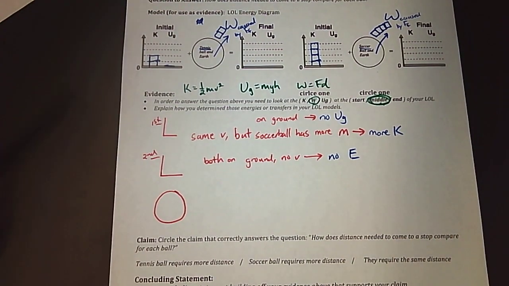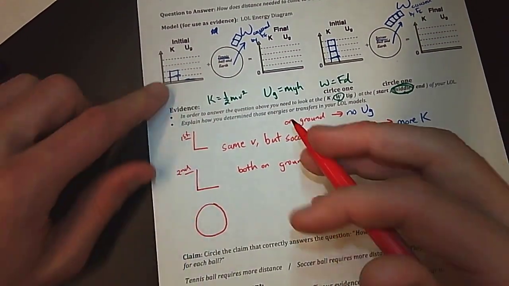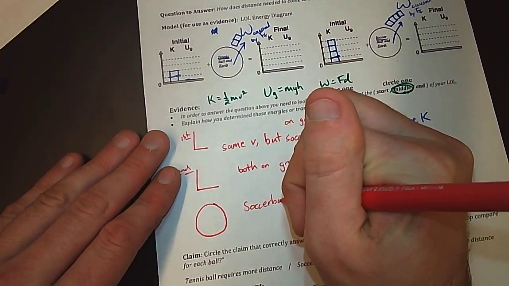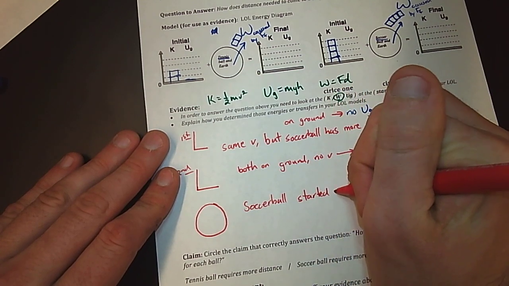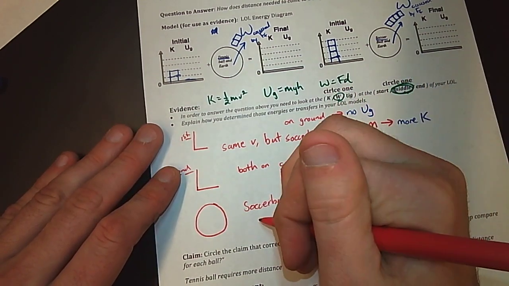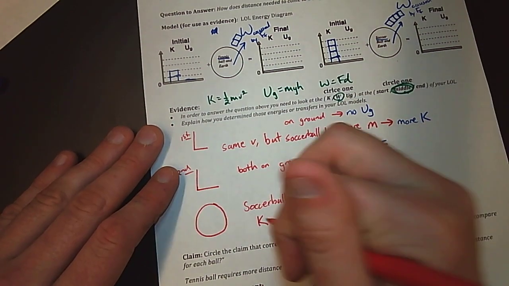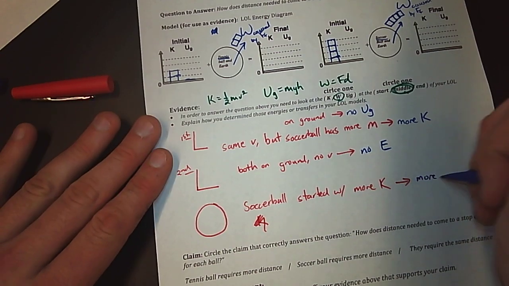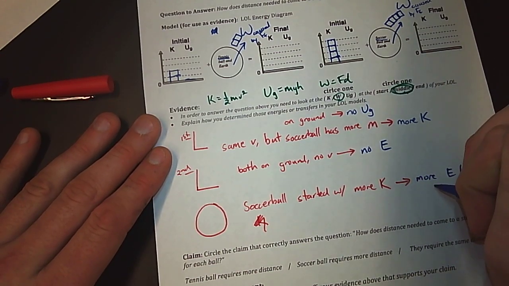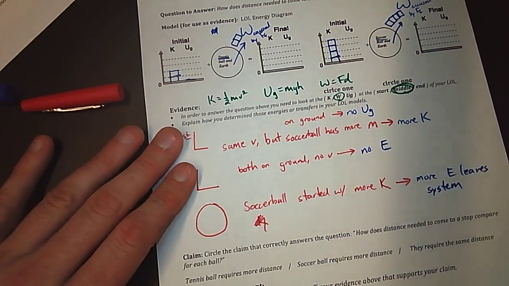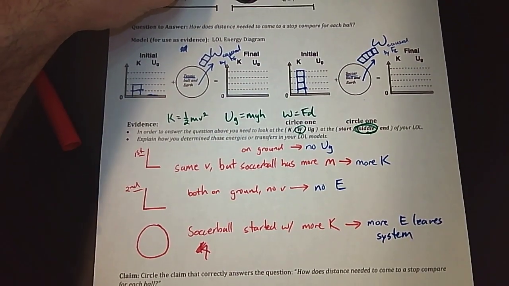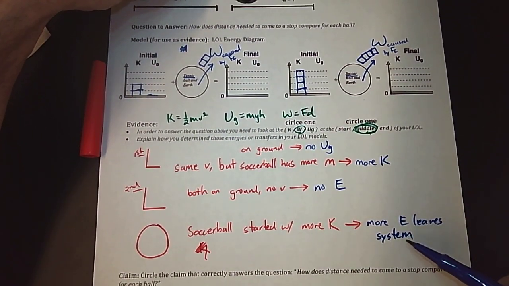So what I could say is, hey, the soccer ball started with more K. Maybe I'll just draw it right here. And as a result, more energy leaves the system. I could also have just said more work. Like that totally works as well. All right. So here's an important thing: what I have figured out is that the soccer ball has more work.